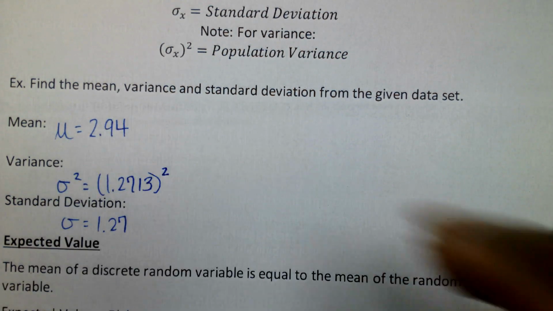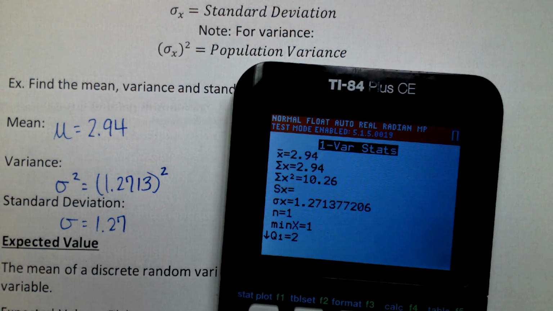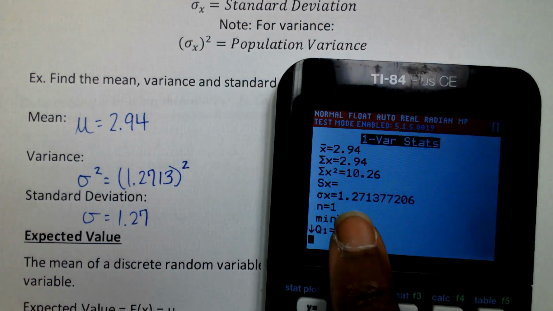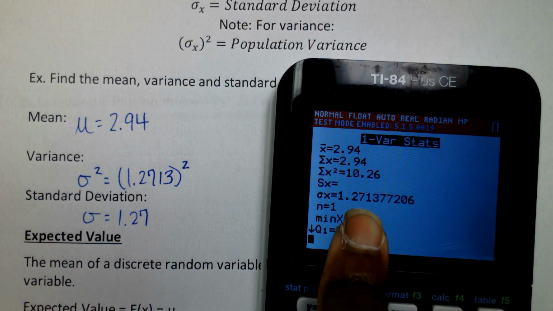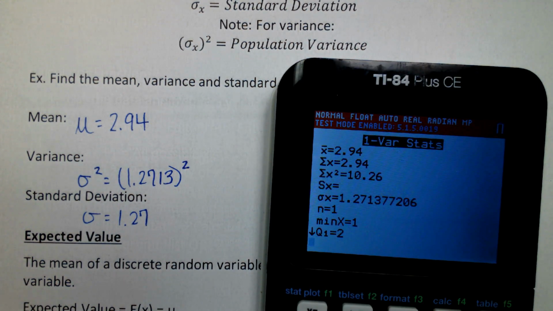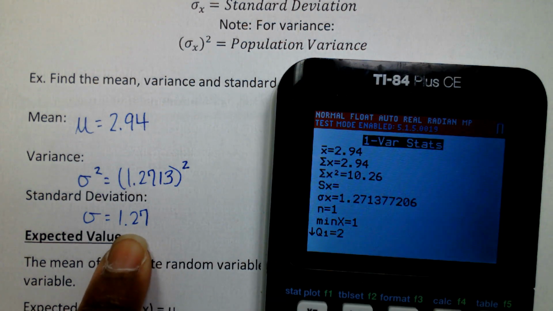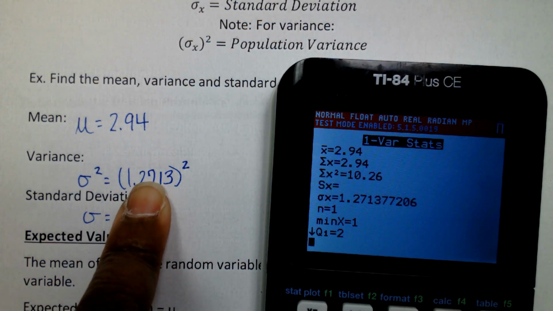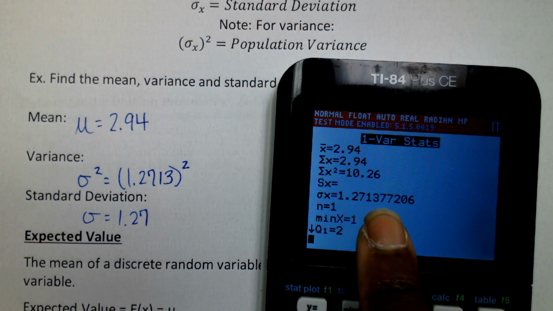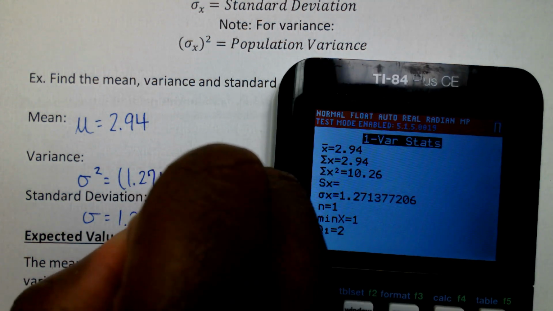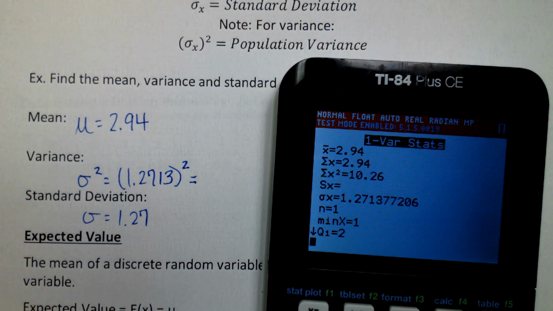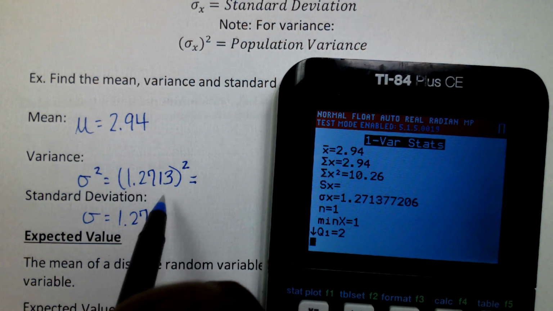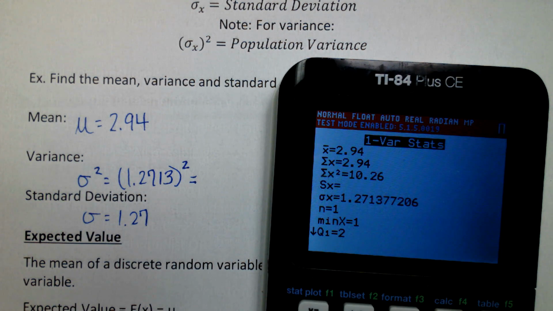I'm going to bring that back up. 1.2713. I did not round. I don't want to round in the middle of my problem because it's going to cause problems down the road. So I rounded this to get my standard deviation. I don't want to use this to get my variance. I want to use at least 3 or 4 digits to make it the best variance answer I can get. It's not going to be perfect because I have to cut these numbers off. So I want the best number I can get.